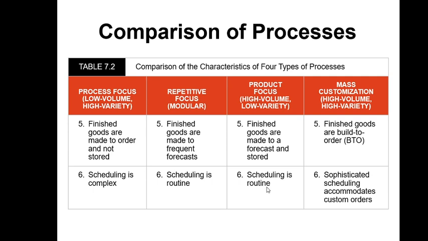Why? Because, for example, for the Pepsi company, they already have the estimated demand in summertime for their goods, and the forecasted demand for their customers in the winter, as an example. In the case of the mass customization, you have to use sophisticated scheduling that accommodates custom orders. It depends on the customer orders, of course, because it's make to order.